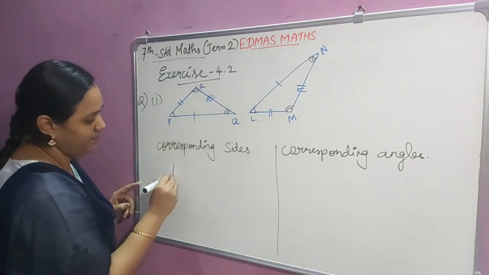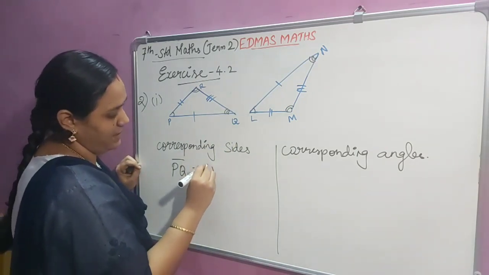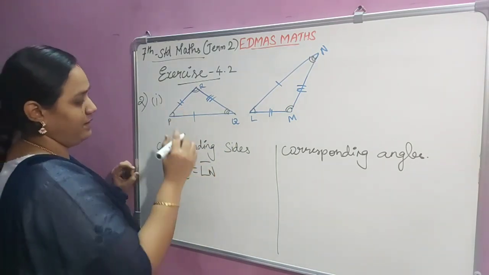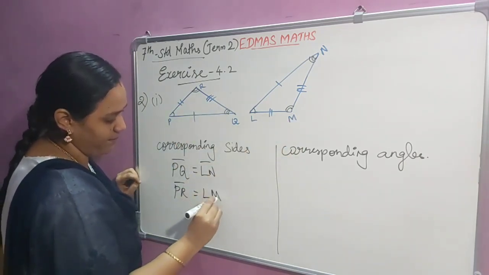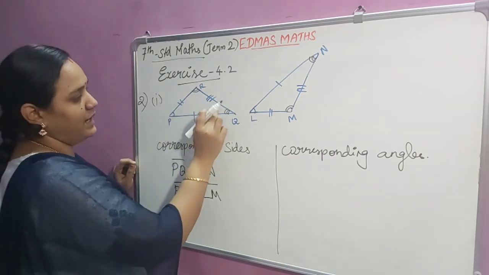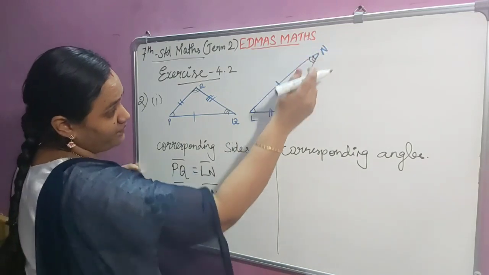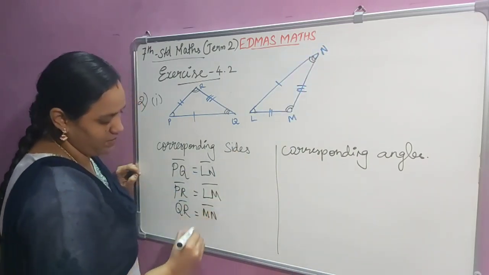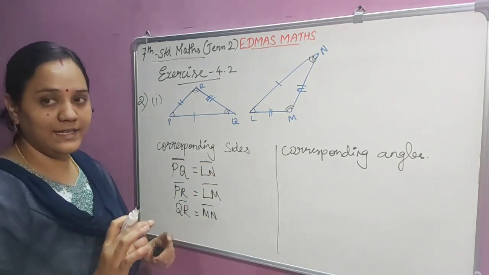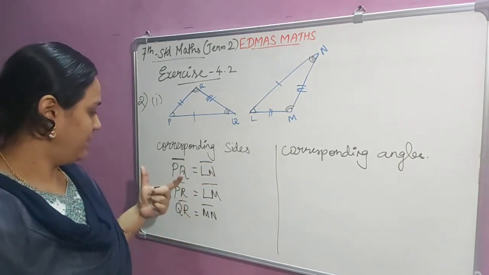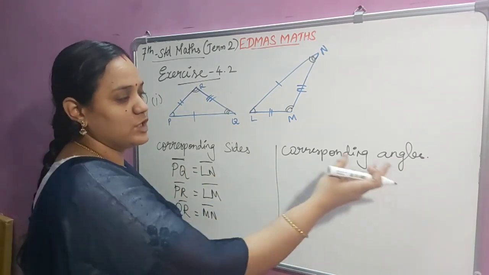So single line, PQ is equal to LN, right? So double line, PR is equal to, here the double line is LM. Okay, the triple line, QR is equal to MN. Okay, so this line represents the line segment. Okay, so here we have written the three corresponding sides, and now we are going to represent the corresponding angles.